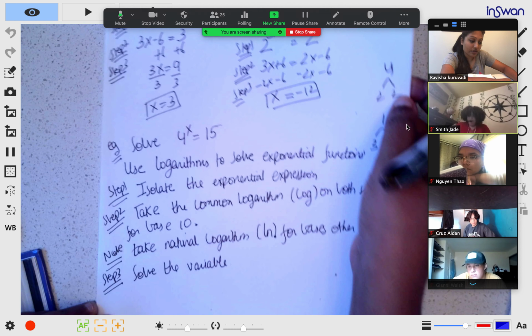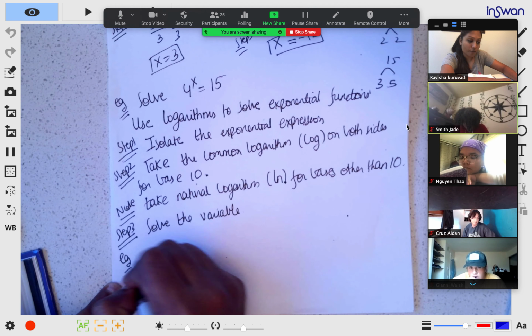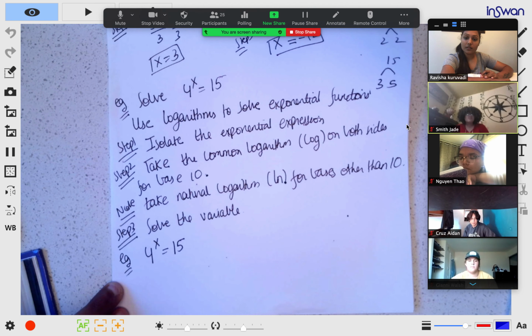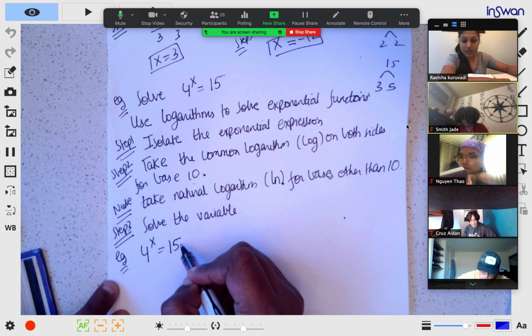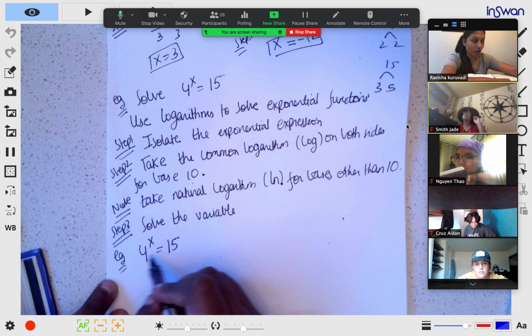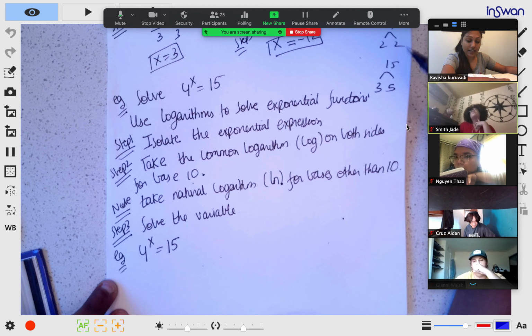So you are given 4 to the power of x is equal to 15. Note 15 I cannot write as 4 to the power of something. And if I make factors, they don't have the same factors, which we already tried. So the next method is this method. I'm going to try to solve using this method.